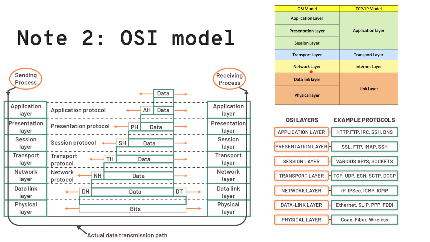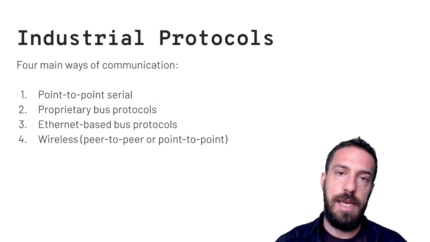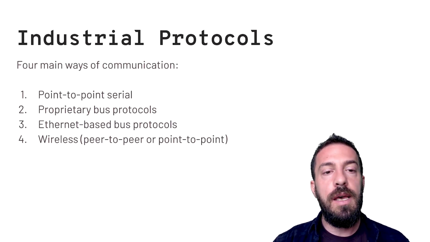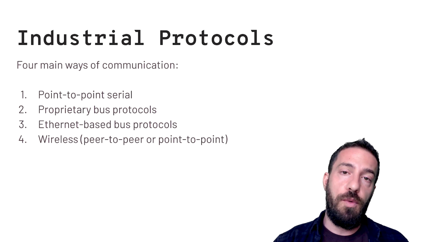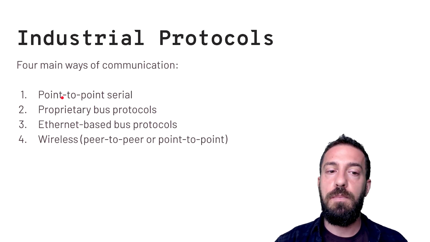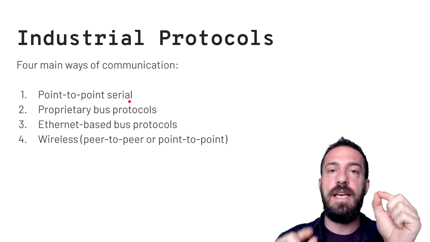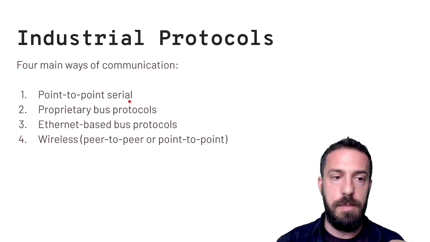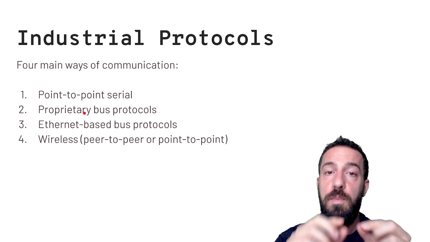Right. So with the notes aside, let's move on to seeing industrial protocols. There are four different ways of communicating, roughly. The first one that we'll see is point-to-point serial, so you have device-to-device communication with nothing between. Then we'll go to bus protocols.